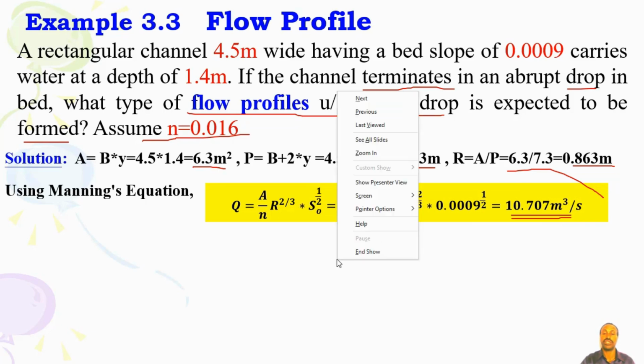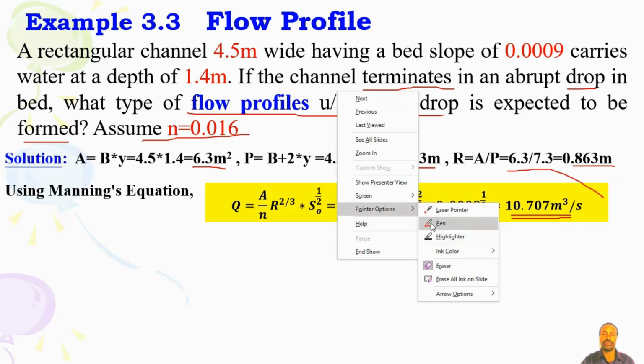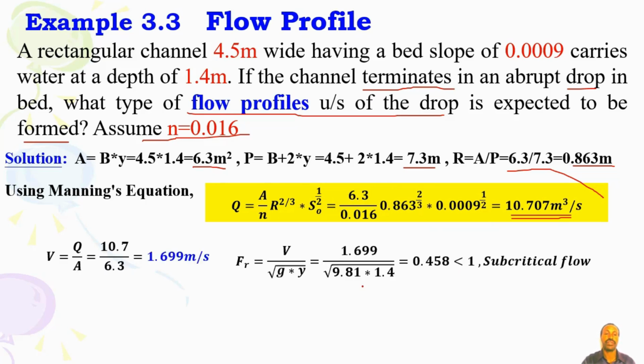Clear? Once you find the channel discharge, then you can find other parameters again. V is equal to Q over area. So the velocity of the flow is 1.699 meter per second. Then for a rectangular channel, you will use V over square root of g y. But for other types of channel, this y will be D, the hydraulic depth, which is area divided by top width.